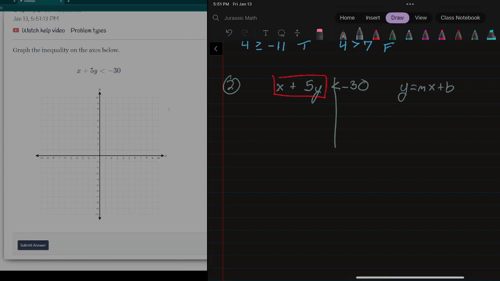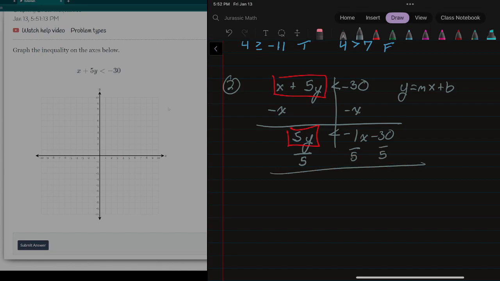Draw our house. We're going to subtract x from both sides. That leaves us with 5y less than negative 1x minus 30. I like to put the 1 there, and most of us have been doing pretty well with putting the x first. Draw our house. Then we divide by 5, but we have to divide everything. So y is less than negative 1/5 x minus 6.